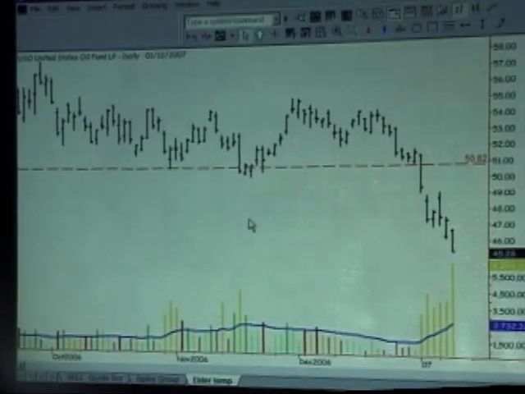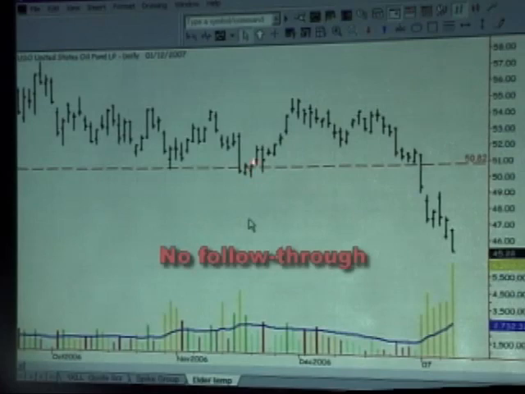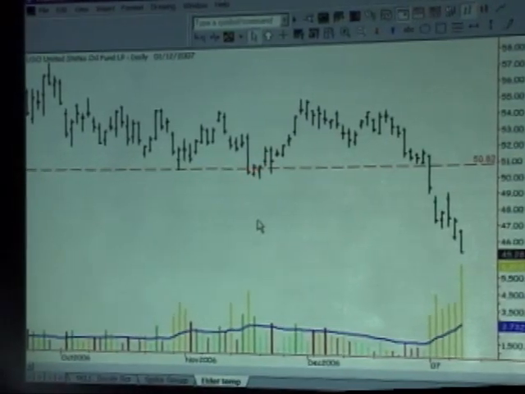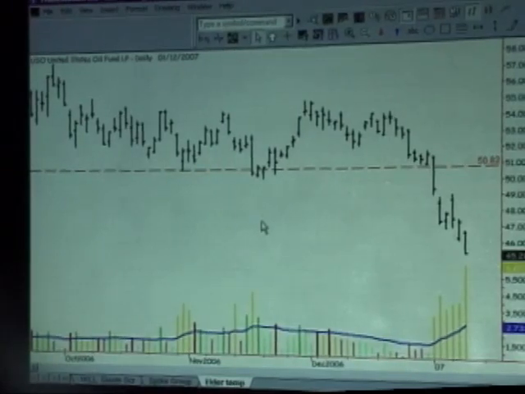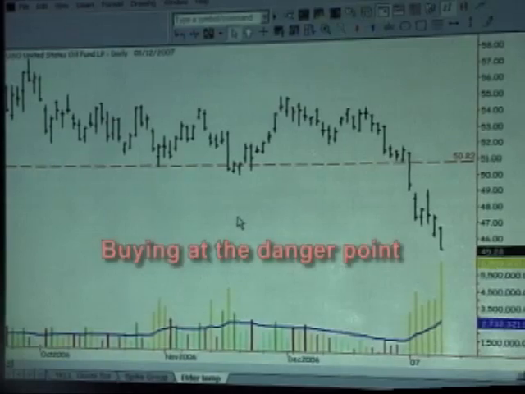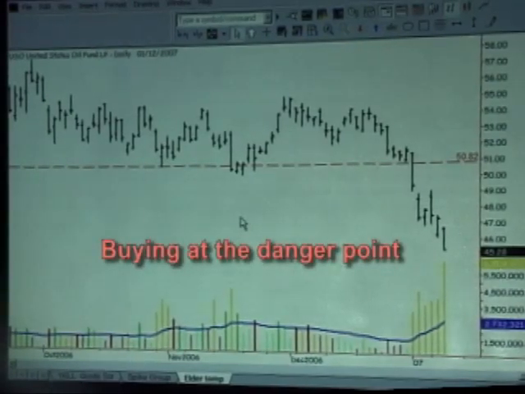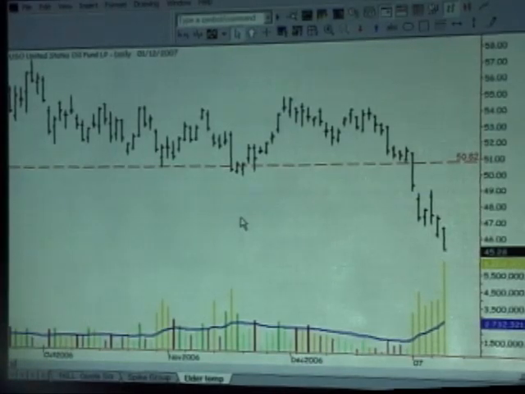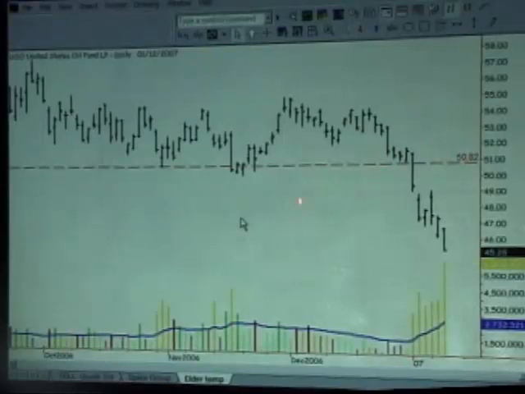But look at the next day. No serious follow-through. Look at that narrow range. Instantly you should be interested. Here is a place to make the bet. We're buying at the danger point. We're right on the edge of the cliff, right? This thing could just fall and fall and fall. So what? I'm going to make the bet here.